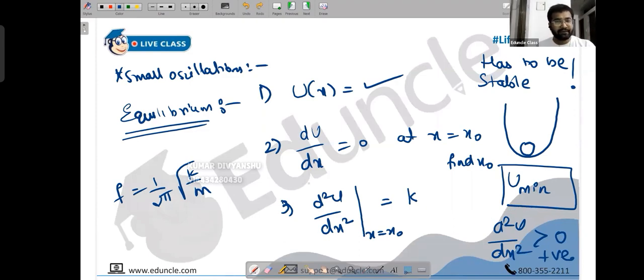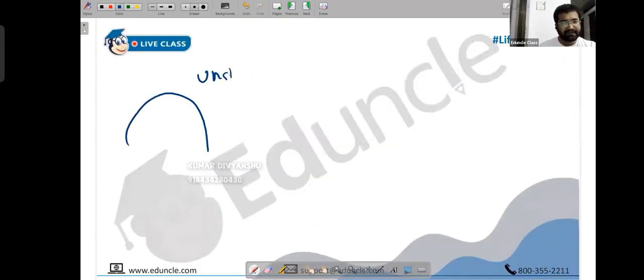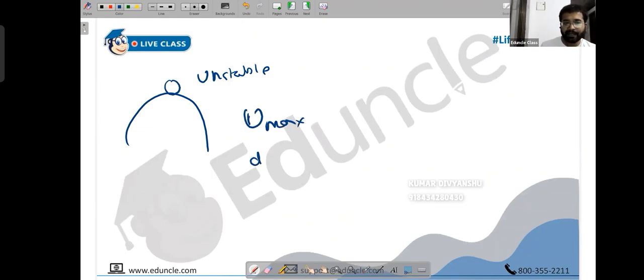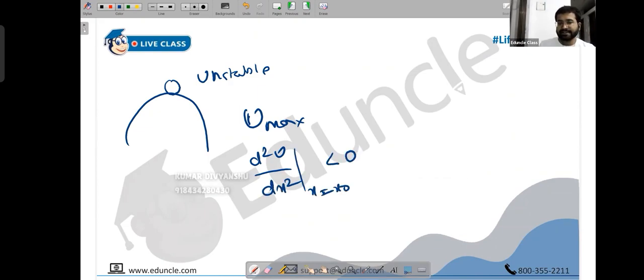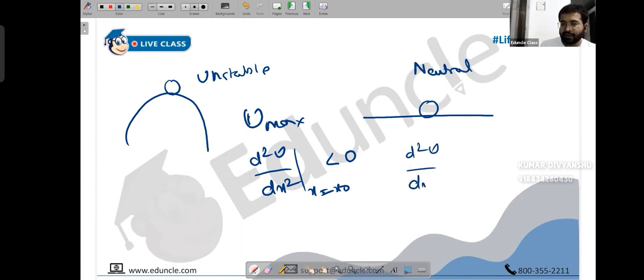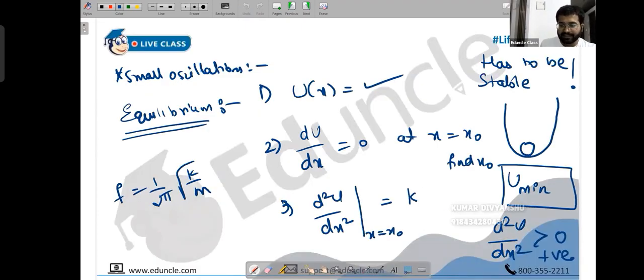For maxima, when you talk about unstable equilibrium, when the ball is right now at rest, it is in equilibrium, but it is highly unstable. A small tilt and equilibrium will be lost. So this is where potential energy is maximum, but the value of d square u upon dx square at x equals x naught is now less than 0. And when it comes to neutral equilibrium, on a straight floor, the value of d square u upon dx square is equal to 0. This happens at neutral equilibrium at x equals x naught.